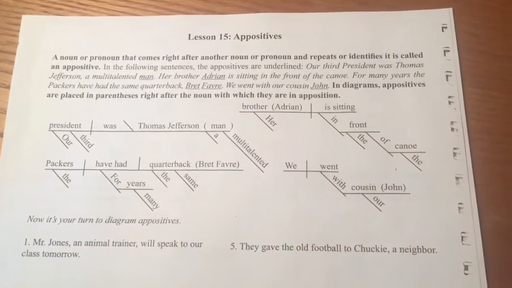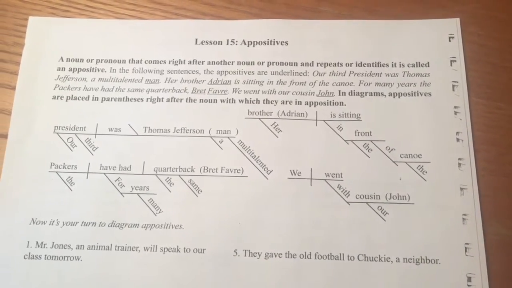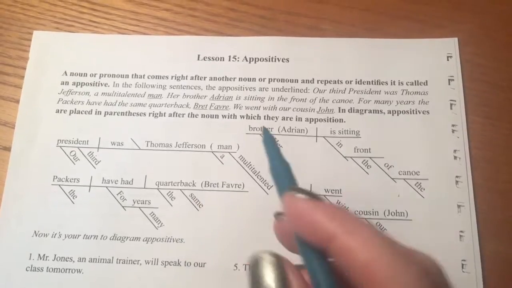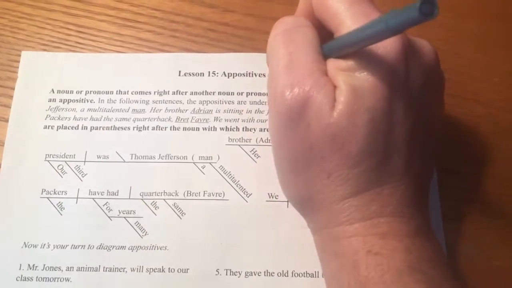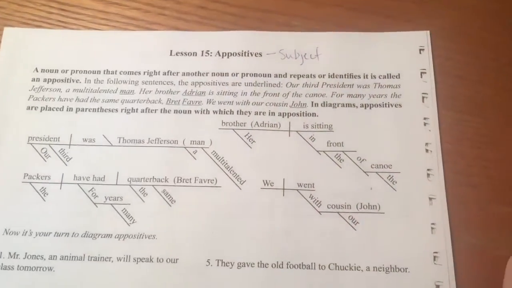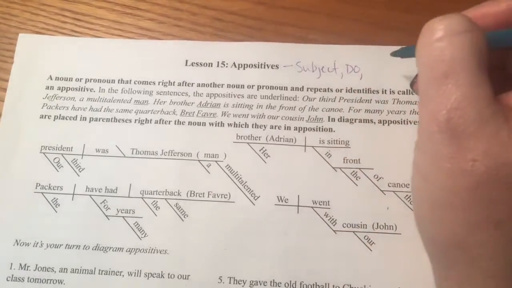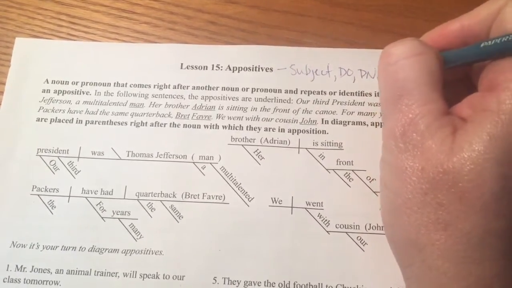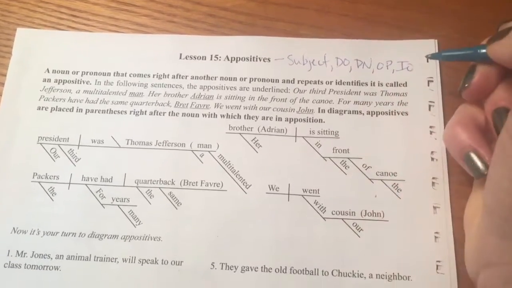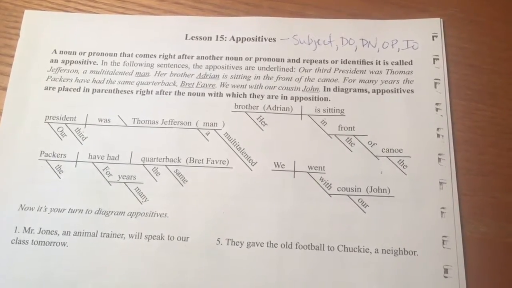Now, when we diagram appositives, we put them in parentheses right after the noun which they rename or identify. Obviously then, appositives can be in the subject spot. Anywhere a noun or pronoun could be is where an appositive could be. Subject, direct object, predicate nominative, object of the preposition, indirect object, or adverbial objective. We won't see too many of those, so I'm not going to write that down.